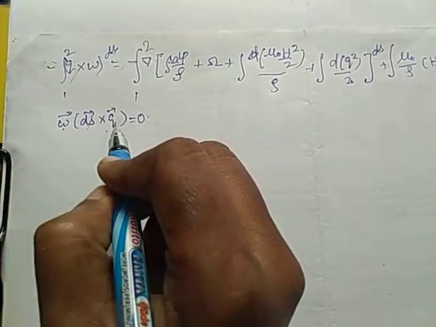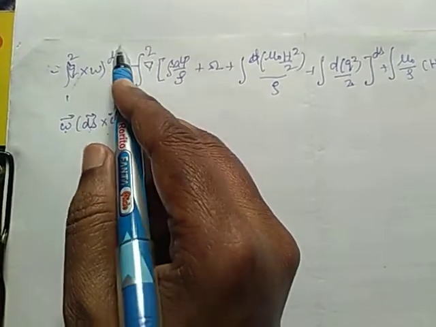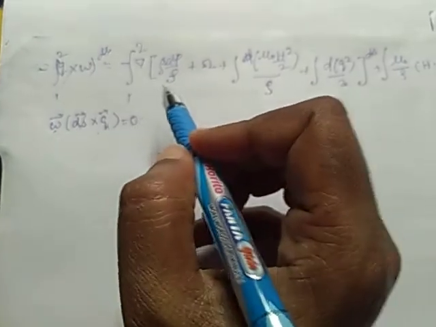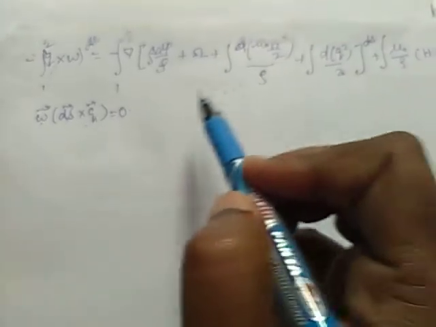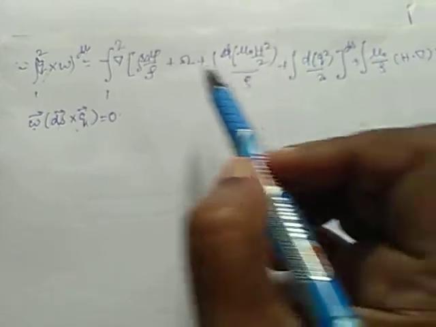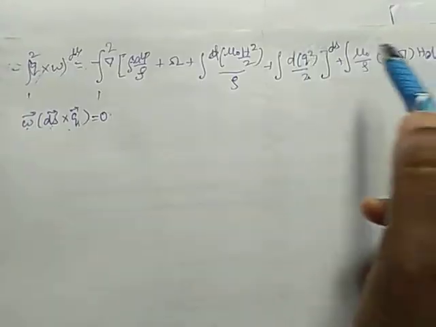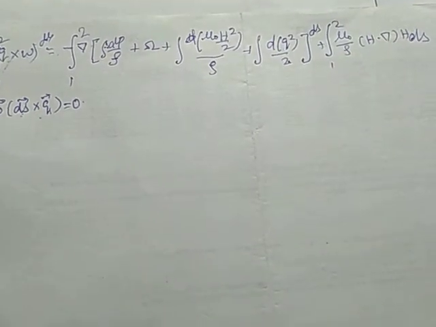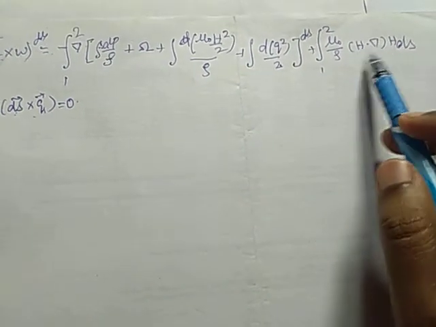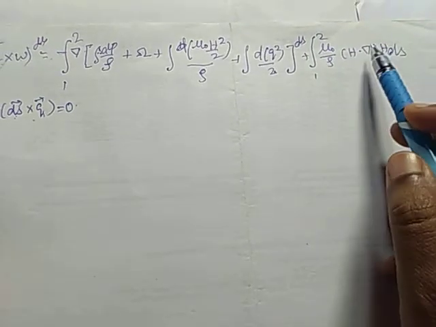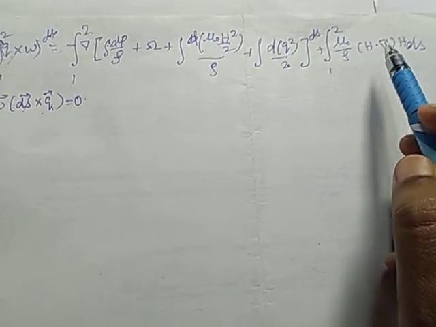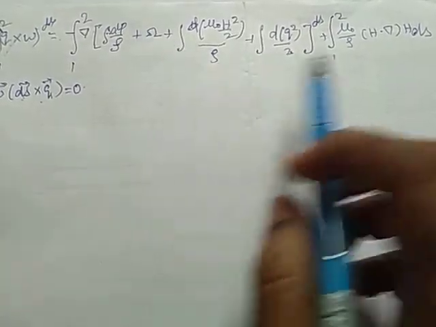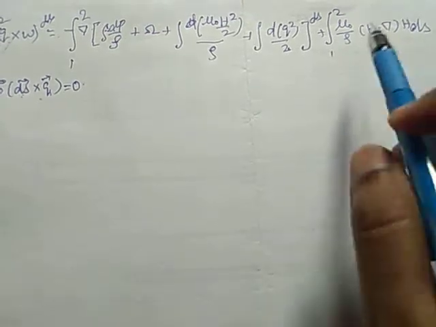Since omega ds cross q is 0, q cross omega ds is also 0. Therefore, LHS becomes 0 and our RHS remains as it is. We cannot integrate this until and unless h is 0, or h dot del h term should be 0. Only in those cases we can find the solution by integrating this term. In all other cases, this cannot be solved.